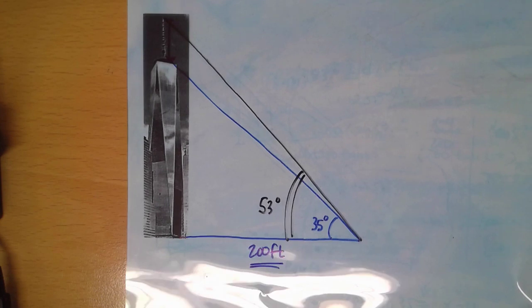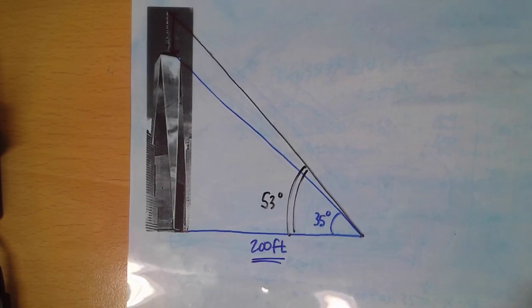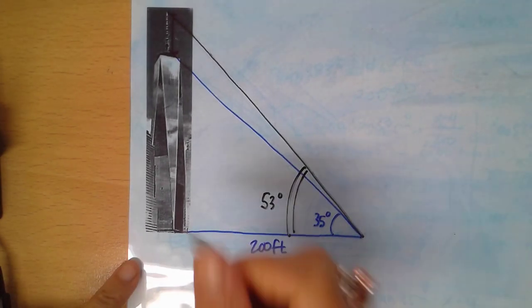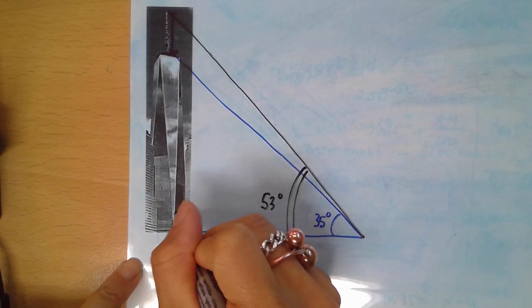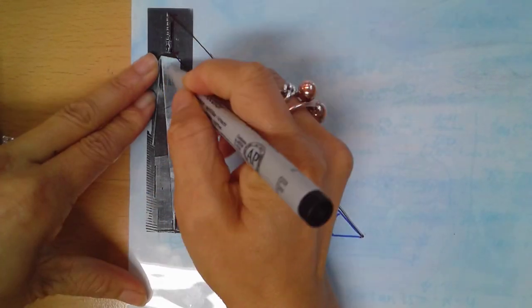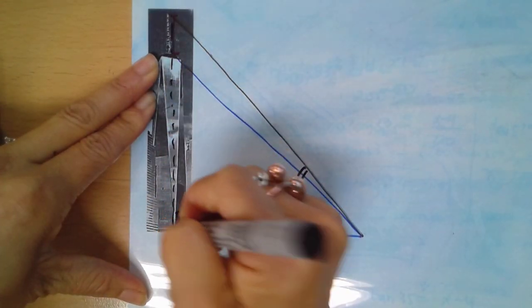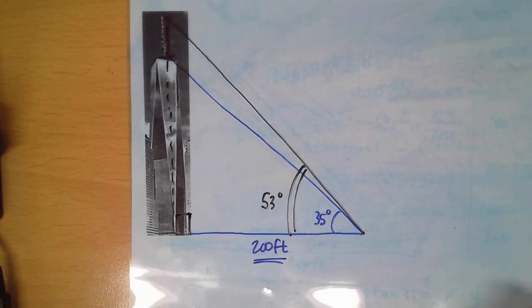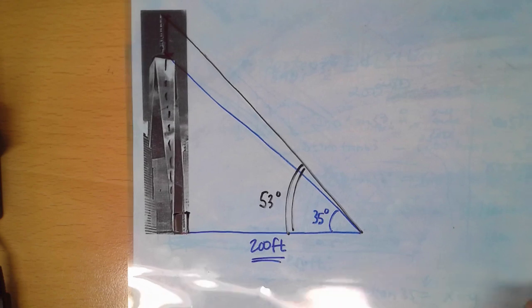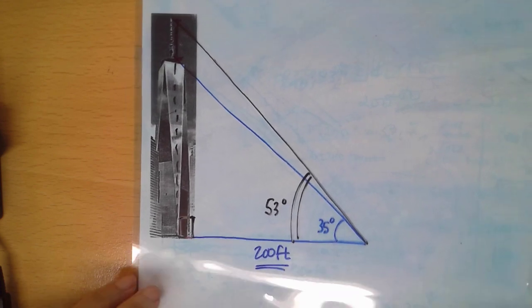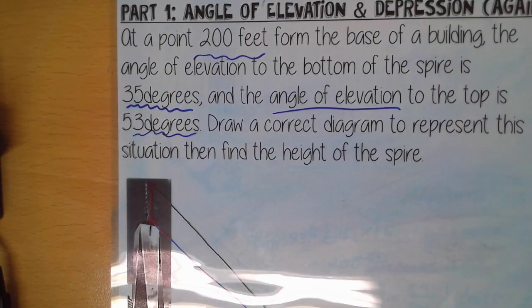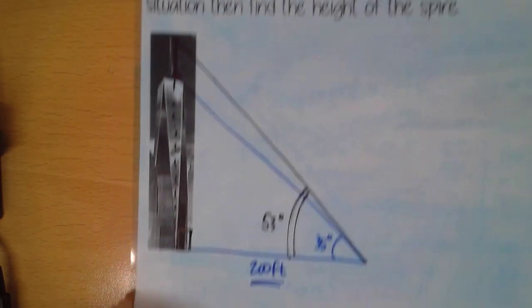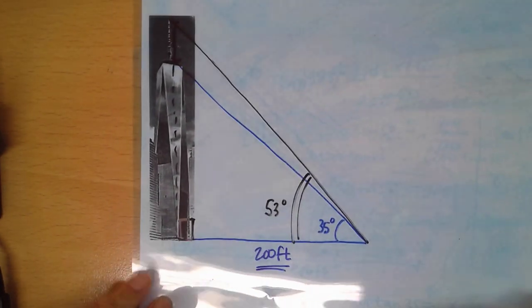I'm sure now you can imagine two right triangles that are formed, right? Because the building is a right triangle here, if you imagine this building as this wall right here. Draw a correct diagram, which we did, to represent the situation, then find the height of the spire. So let's do this together. I'm going to write it in steps, okay? We've labeled everything from this problem situation, and we're going to do this together now, okay?